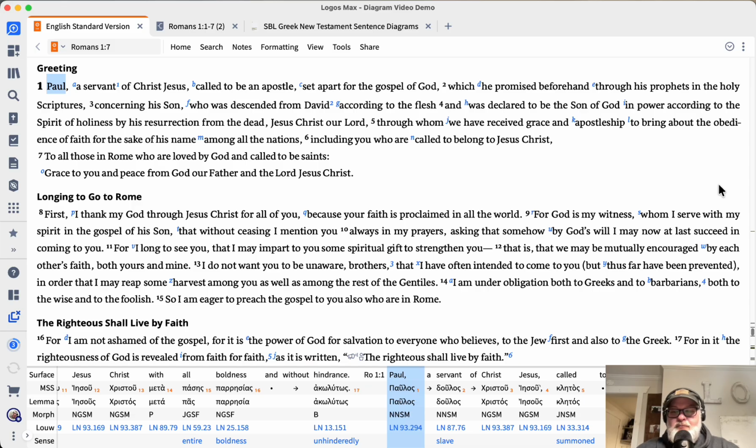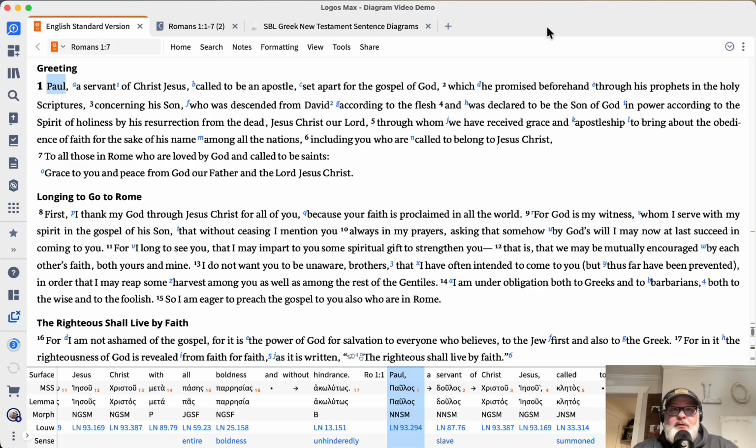And this is the part where I promised to diagram a passage of scripture, and we're going to see what it looks like in real time here. And I'm going to go over my thought process as I try to do diagramming.